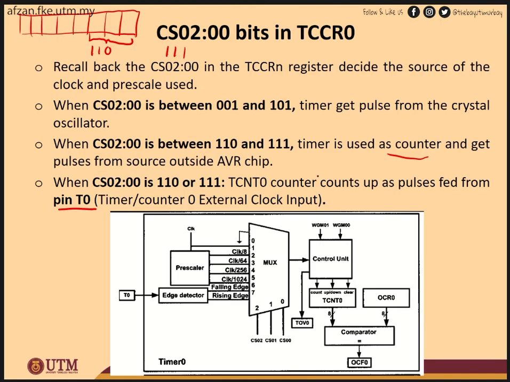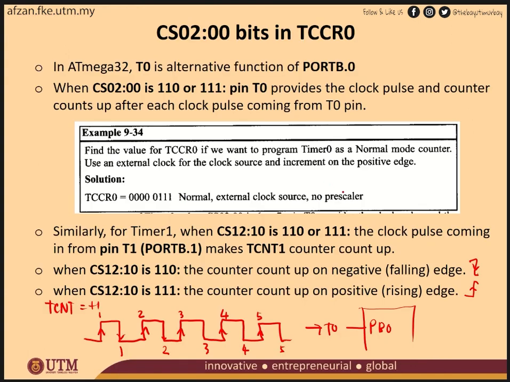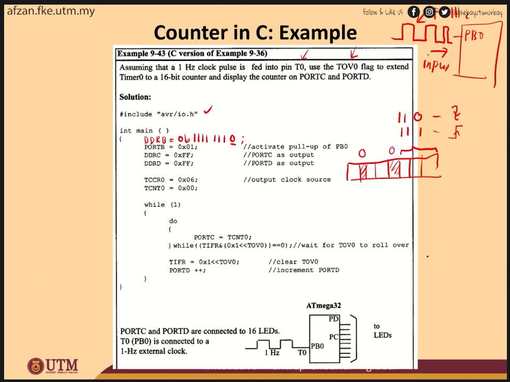Okay, 110 is falling edge and 111 is rising edge. Depends on you. In this case, we are going to use a falling edge, so you just put 110. The rest we just put 0, and that's why the value here is 6.